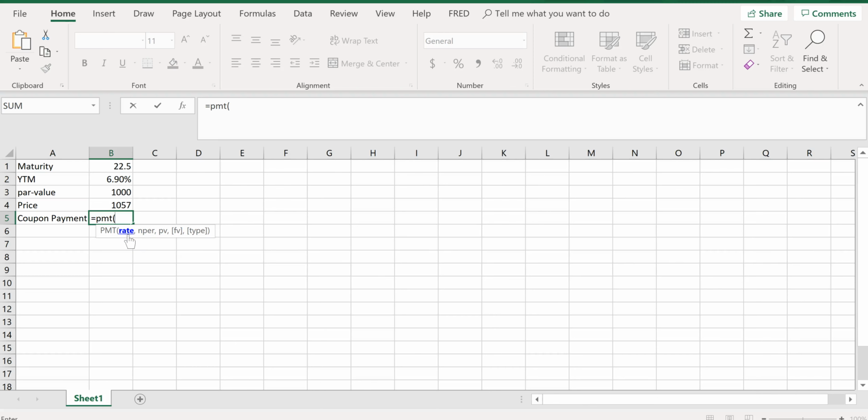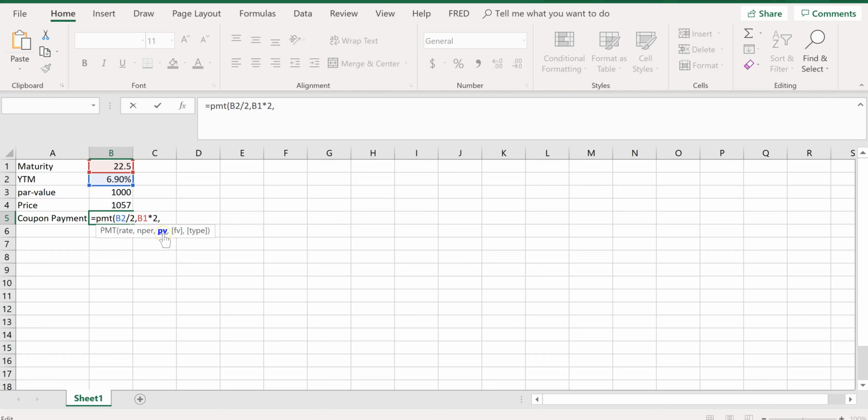But remember, we said we need to work with semi-annual terms for every variable, so that includes the YTM. So we can use this number divided by 2, and that will be the semi-annual YTM. And then the second argument is the number of payments, that's the number of semi-annual periods for the maturity. So again, we can multiply this by 2 to figure out the number of semi-annual periods.